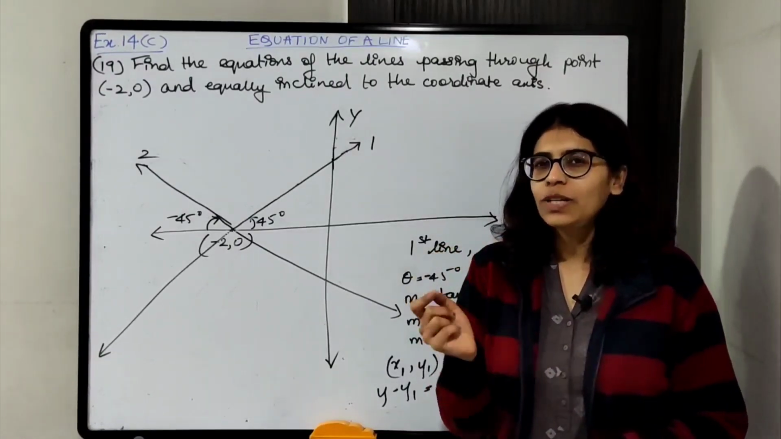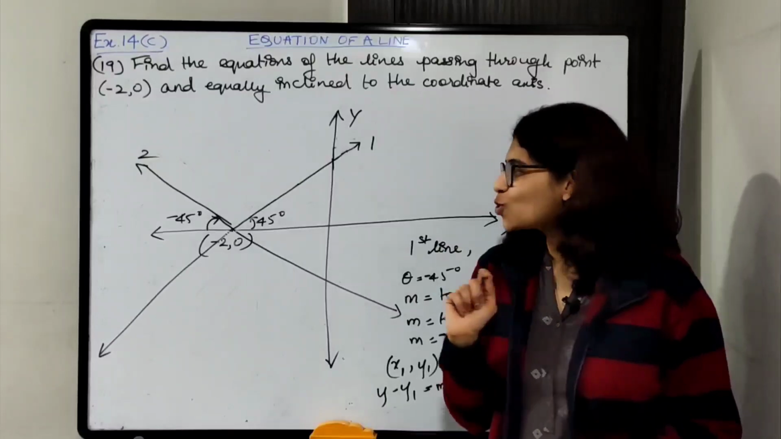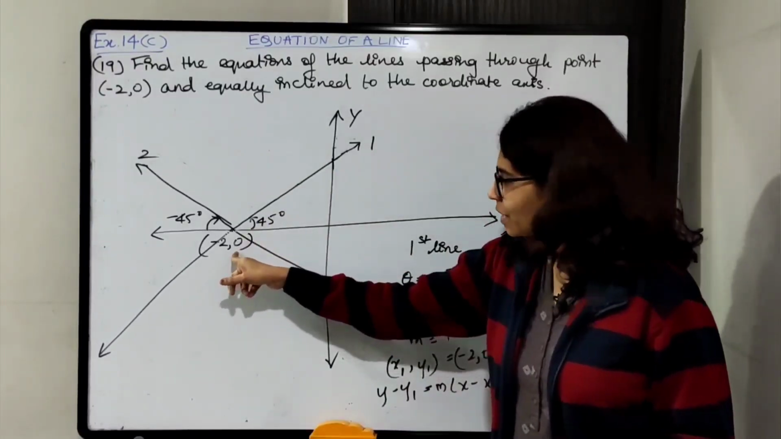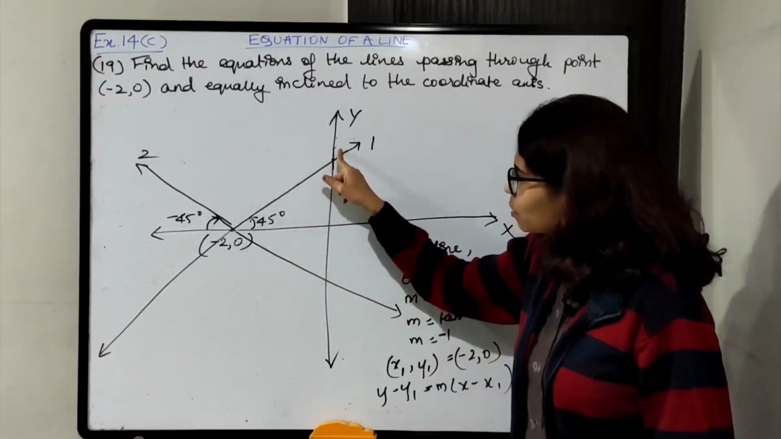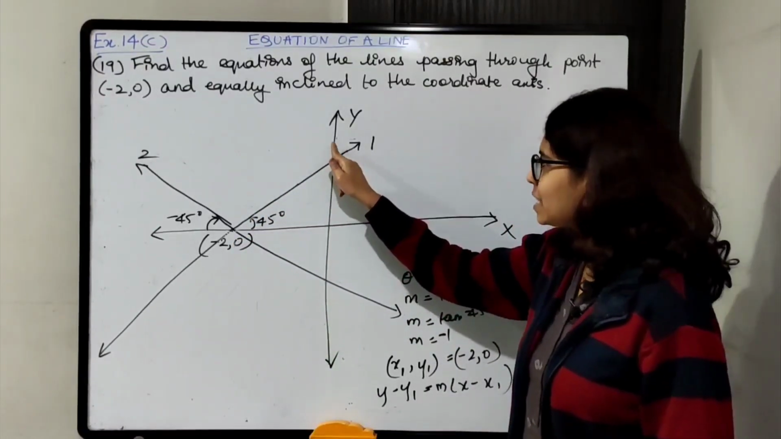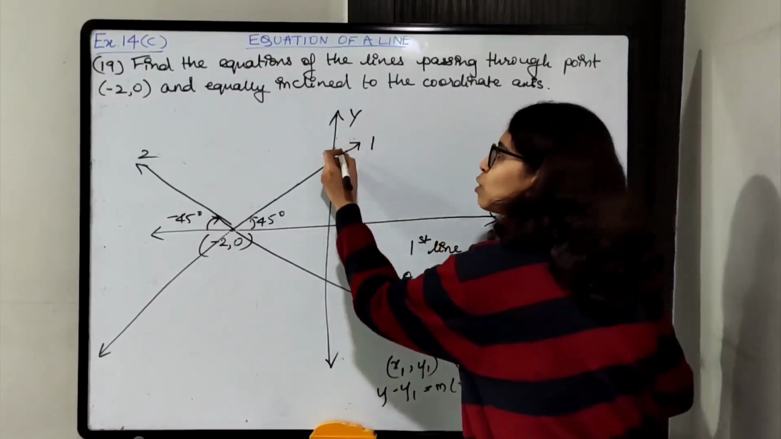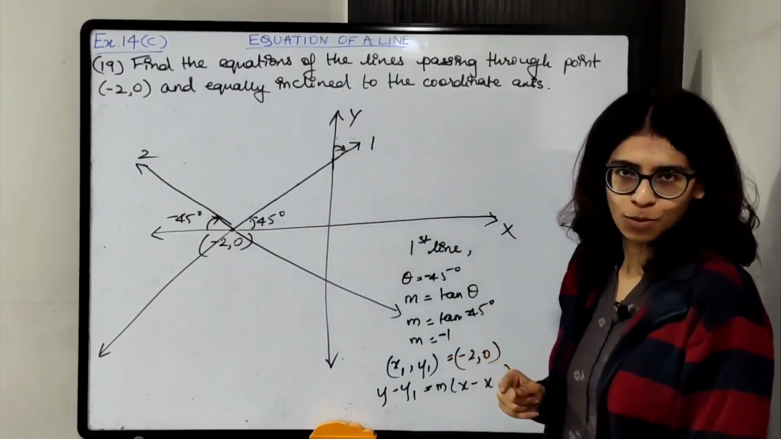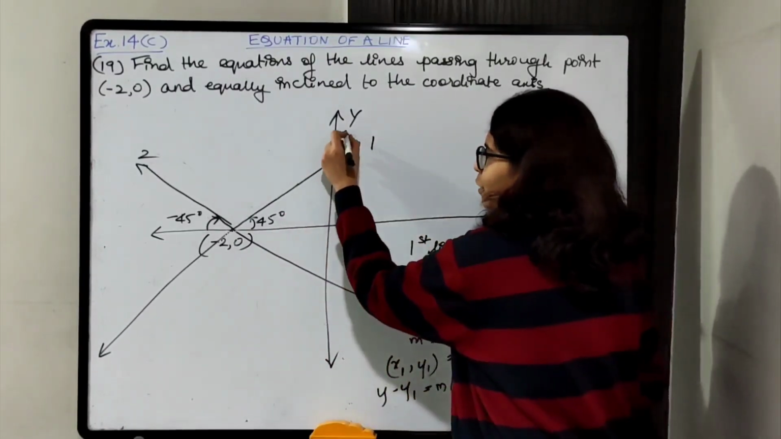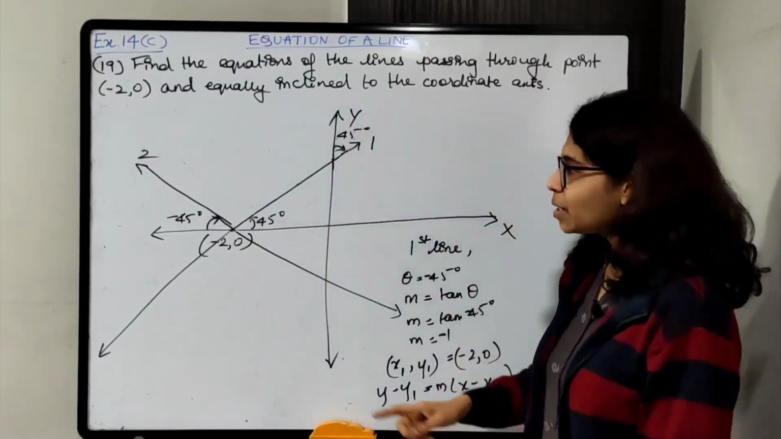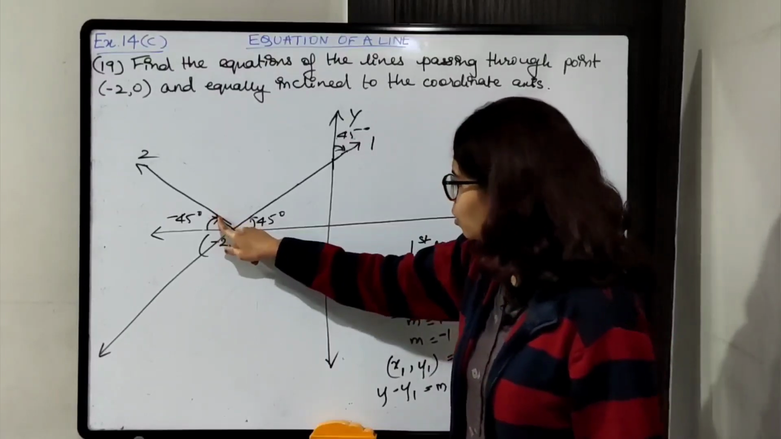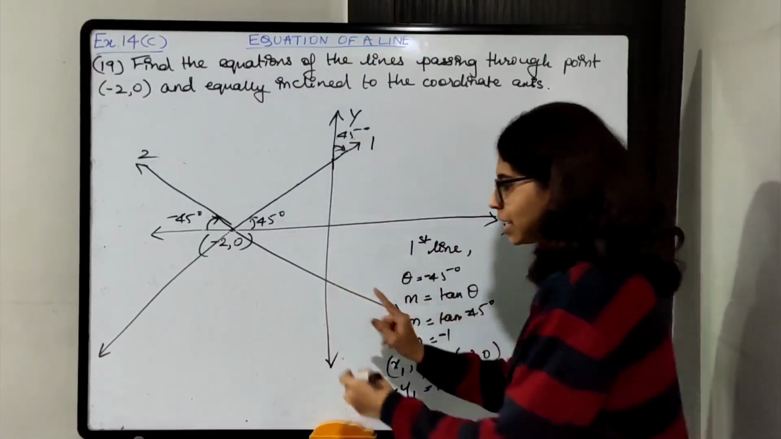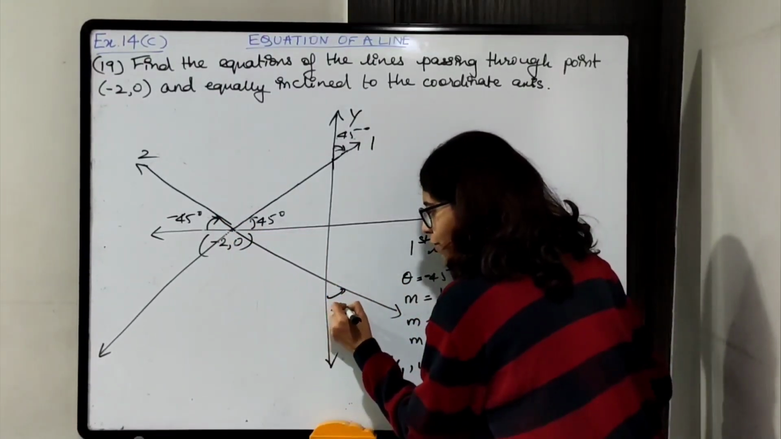Now these lines are equally inclined with both the axes. So the first line is making 45 degrees with the x axis. Yahi line jab y axis ko meet kar raha hai, y axis se line pe jayenge, toh this is also 45 degrees. Same way for the second line, x axis se 45 hai, toh when it is meeting the y axis se bhi 45 degrees hoga.